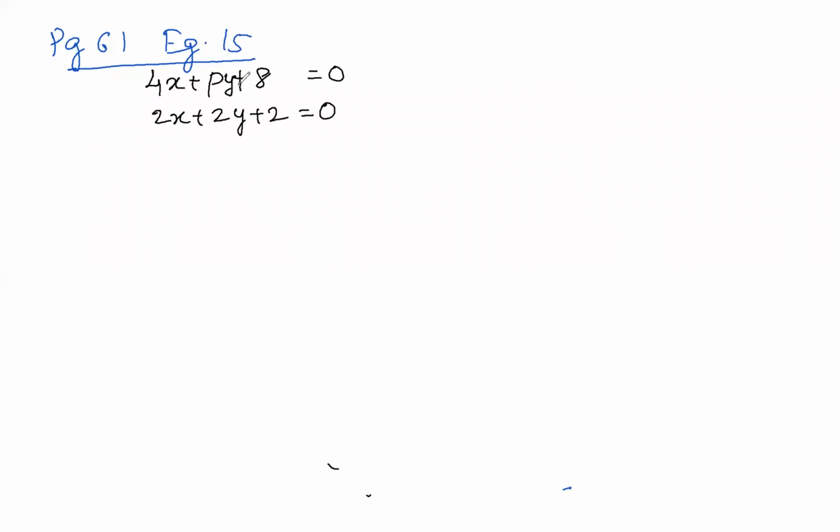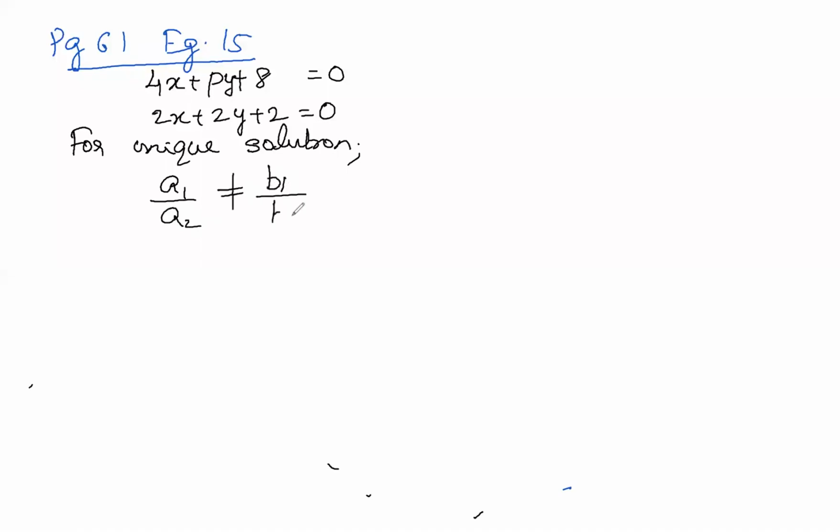What is the condition for unique solution? Enoch, the condition for unique solution. A1 by A2 not equal to B1 by B2. Correct. So we cannot change the not equal to sign till the end. Previous one was an equal to sign, but here A1 by A2 is not equal to B1 by B2. So do not change this not equal to sign.